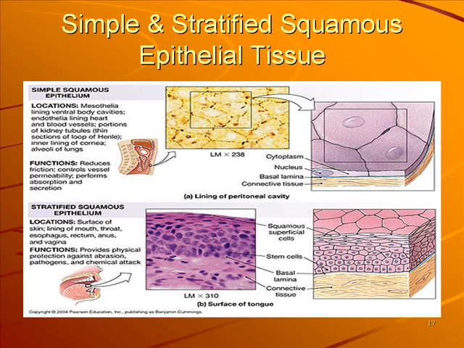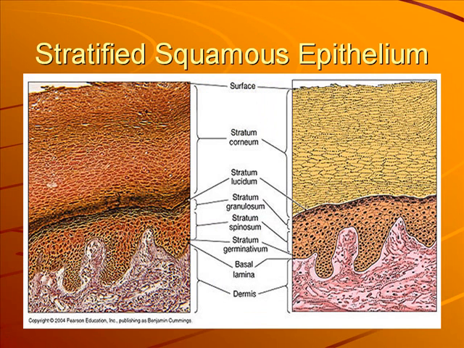Stratified squamous epithelium, specific location: surface of the skin, lining the esophagus, the tube that goes down, has exposure to the external environment, rectum, anus, vagina. It provides physical protection against abrasion, pathogens, and/or chemical attack. So again, you have an illustration here that shows you the two cell types, simple squamous and stratified squamous.